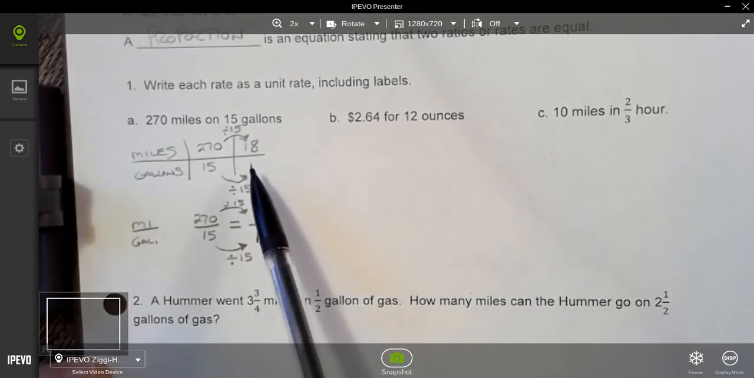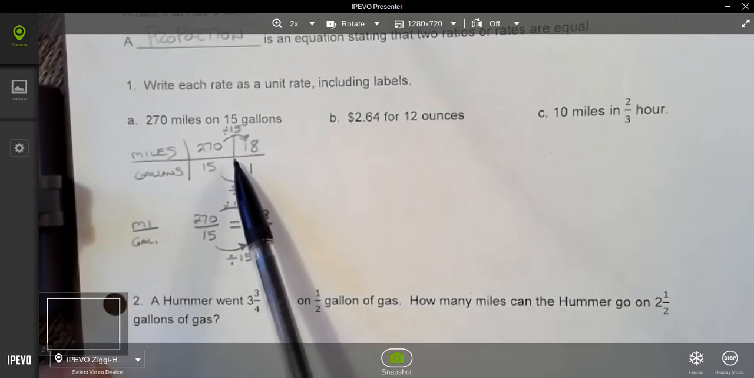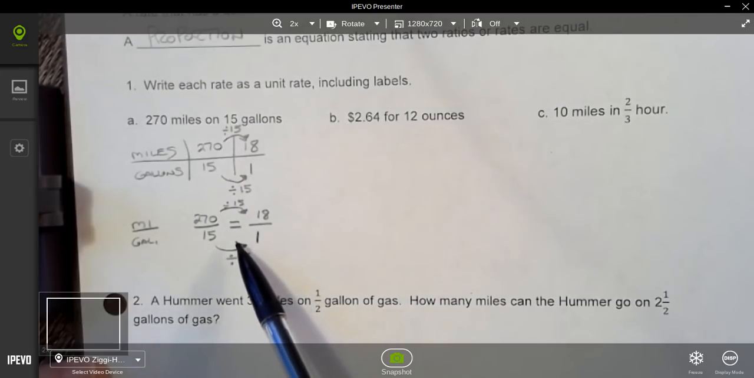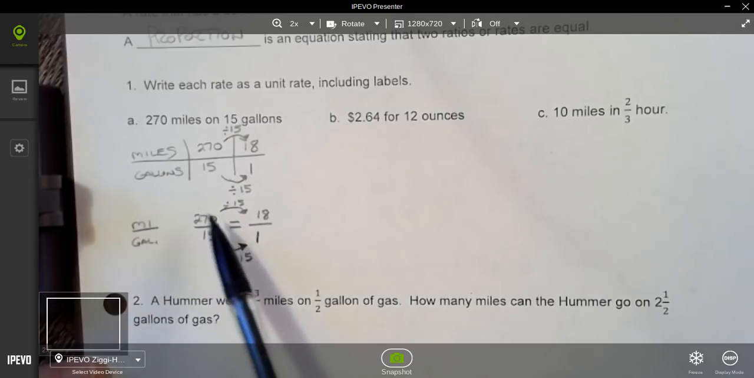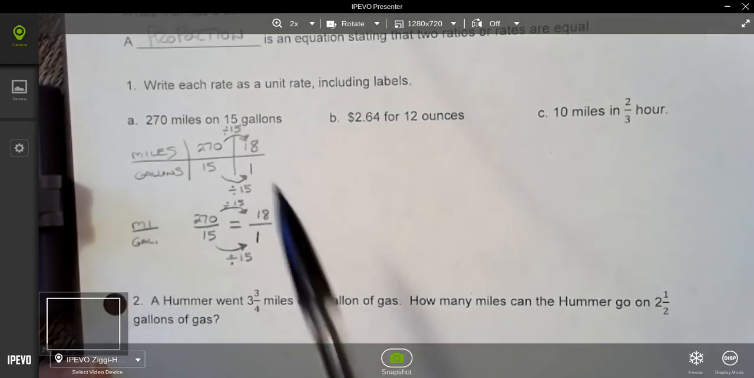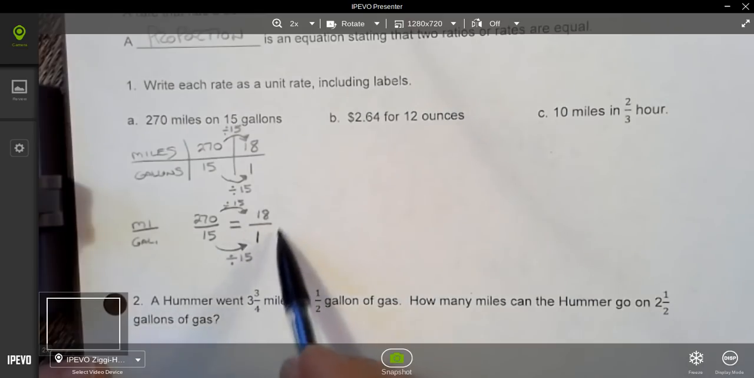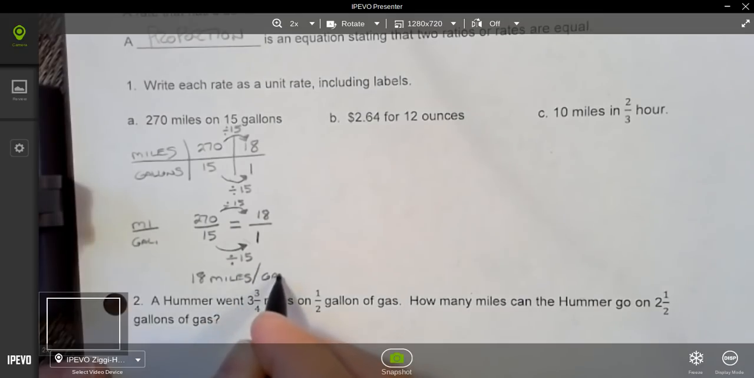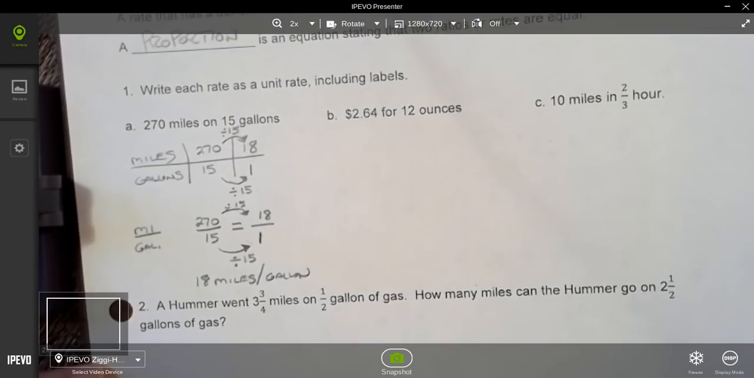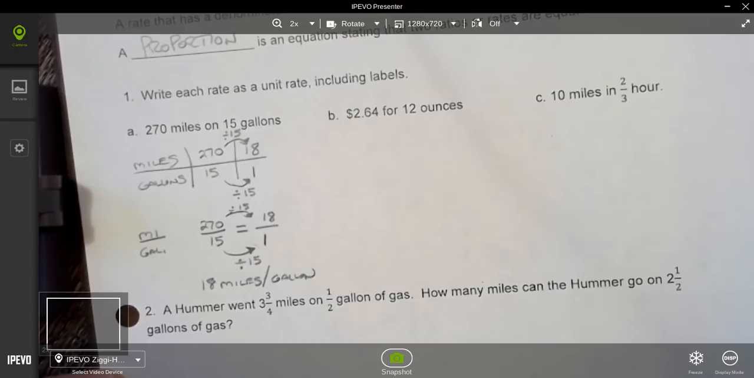So either way that you decide to do this, if you like the ratio table method better, or if you like the proportion method better, just make sure that you're setting everything up nicely, include your units, and show mathematically what you're doing to each of your numbers. This is your unit rate right here, and it means 18 miles per gallon. And that slash right there is the word per. All right, we're going to do the same thing in question B.